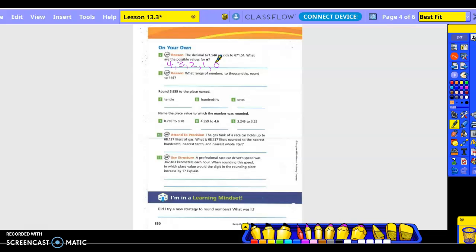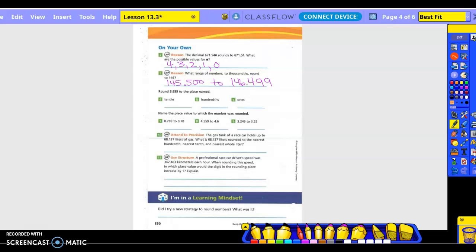Okay. What makes the number round to 146? So basically, we would have 145 decimal, okay? And then anything what? 5 or higher, right? So 500 up to 146, and then it would have to be what? Anything starting at 4, right? So 499.